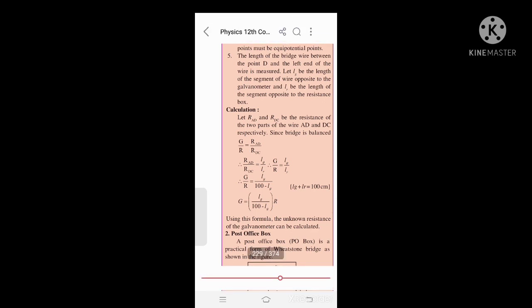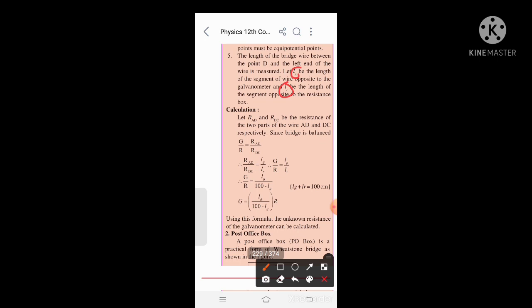LG, that is the length between point A and balance point D, and LR, that is the length between balance point D and end C of wire AC. That is the working of Kelvin's method, which is used to determine the resistance of galvanometer by using meter bridge.